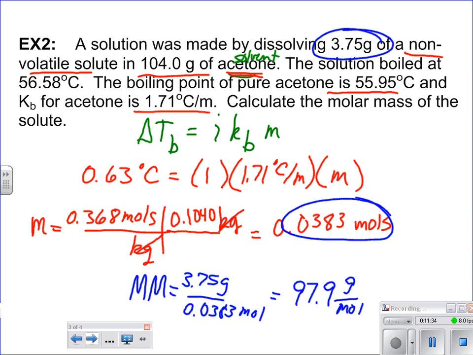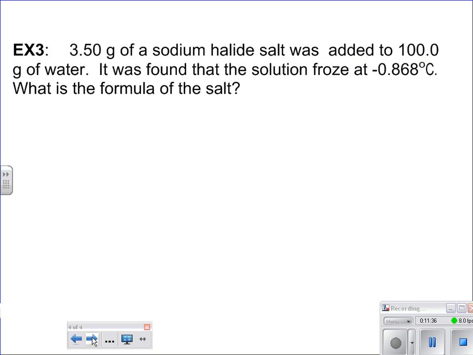And we have one last one. Okay, again, these are all pretty much the same. This is asking something a little bit different at the end. It says we start with so many grams of a sodium halide salt. Well, that looks a little different. It's telling me a sodium halide salt. That's going to help me determine something.